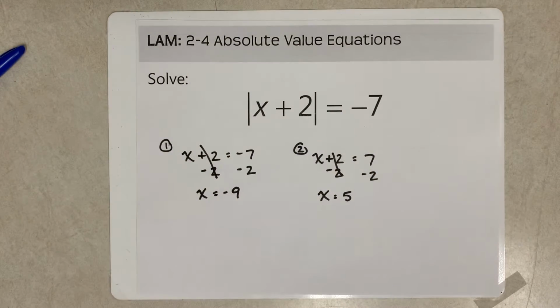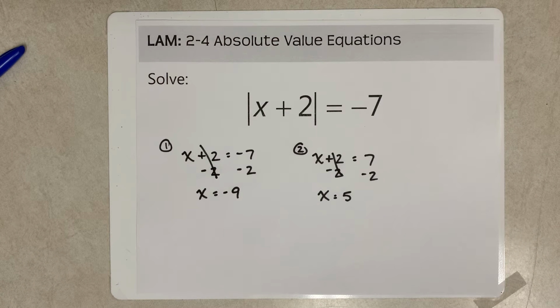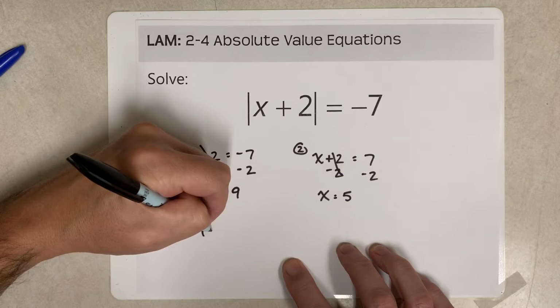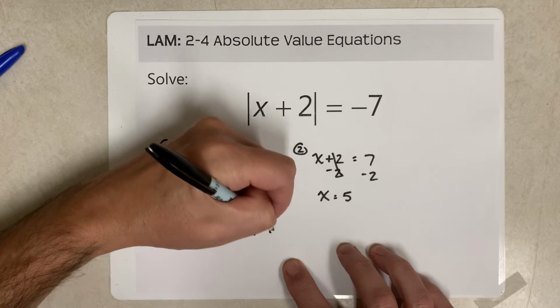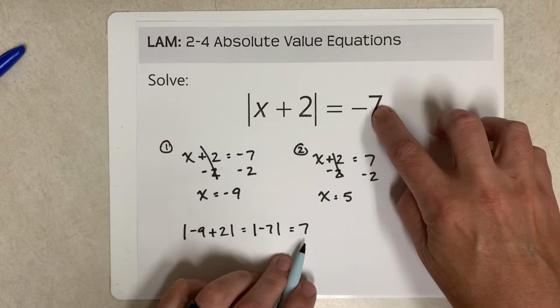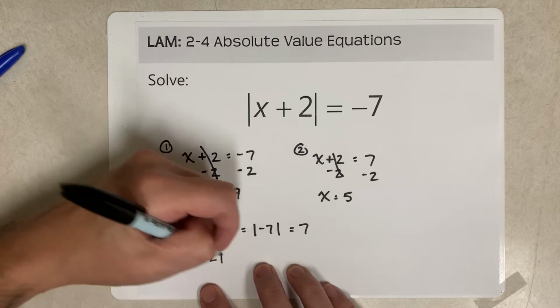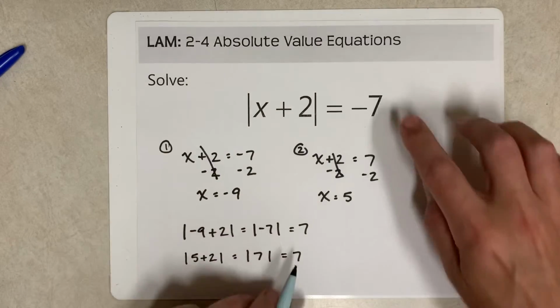So this is a student that doesn't check their work, and they report these two answers, and they are wrong. And then they wonder why they're wrong. Well, first of all, if you plug them back in, negative 9 plus 2 is actually negative 7 absolute value, which is positive 7. These are not the same. If you do the other one, 5 plus 2, that's equal to the absolute value of positive 7, which is still 7. And again, they're not the same.